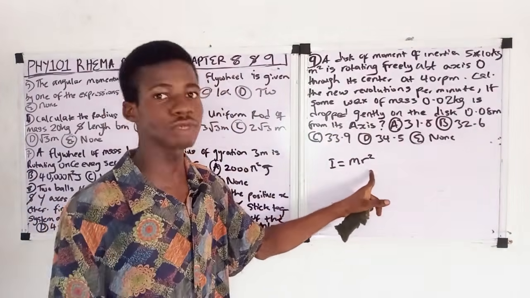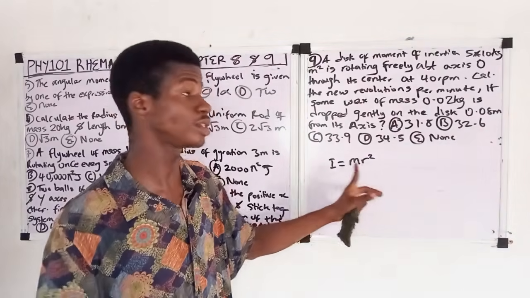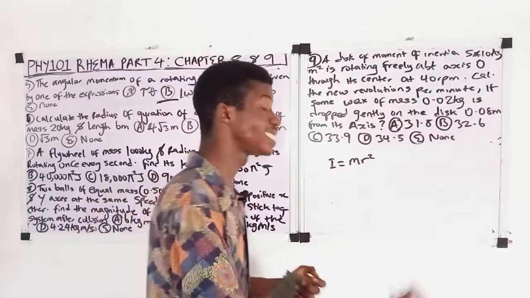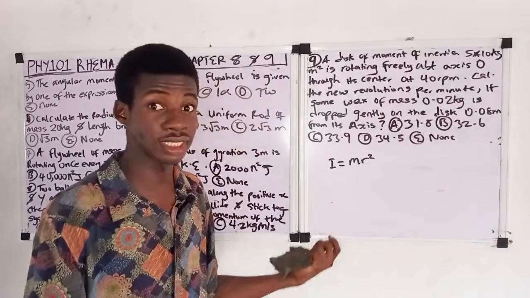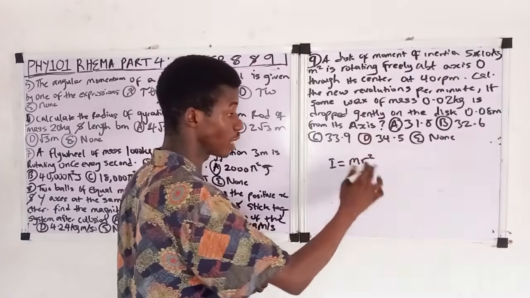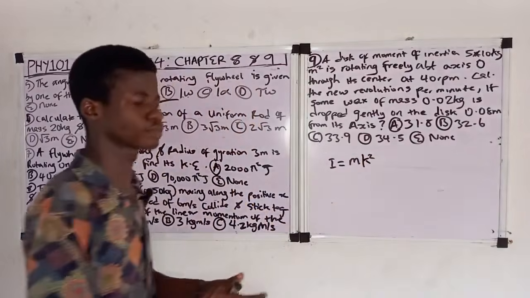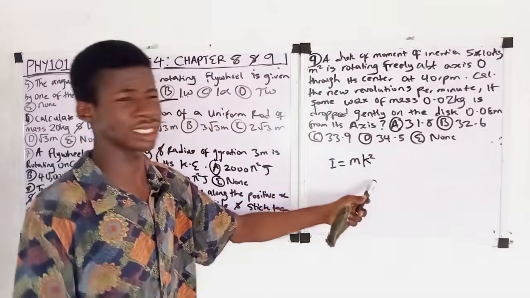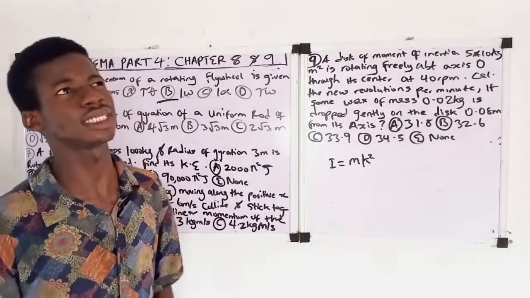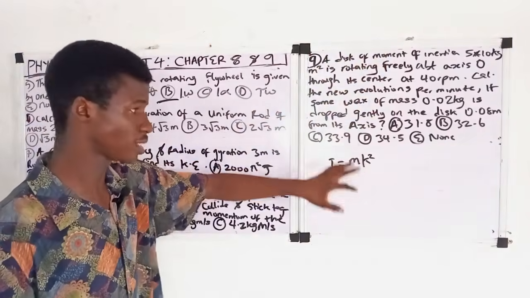Now, there's what we call radius of gyration. If I can still remember, the radius of gyration is a constant, okay? So in the place of this radius, we'll place K. This radius of gyration, I think it is usually the distance from, I've forgotten, but let's just continue.